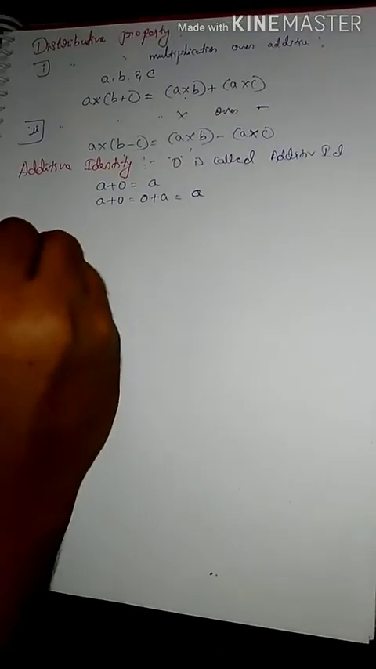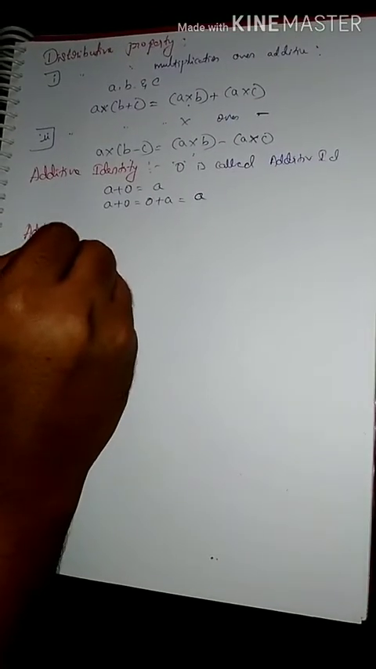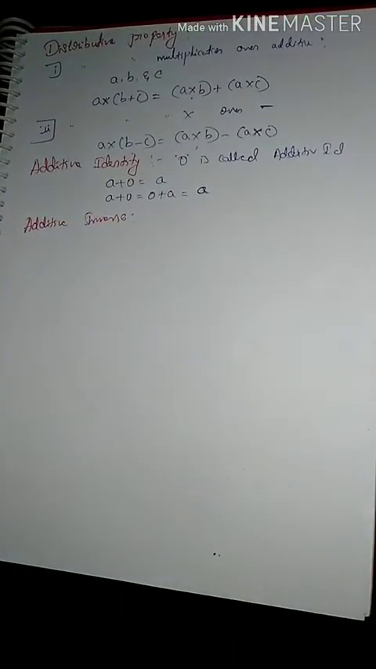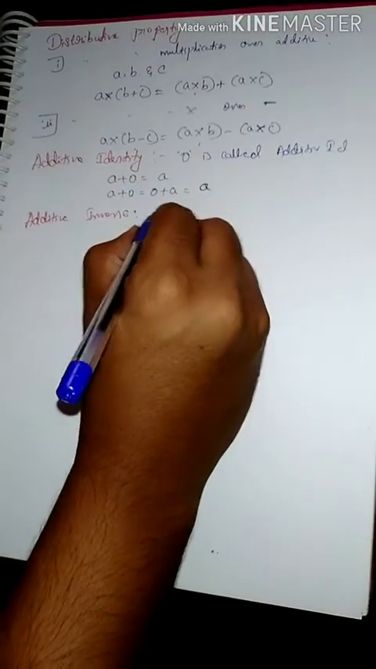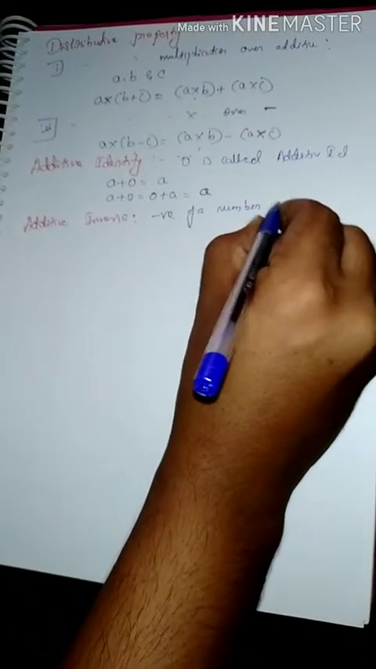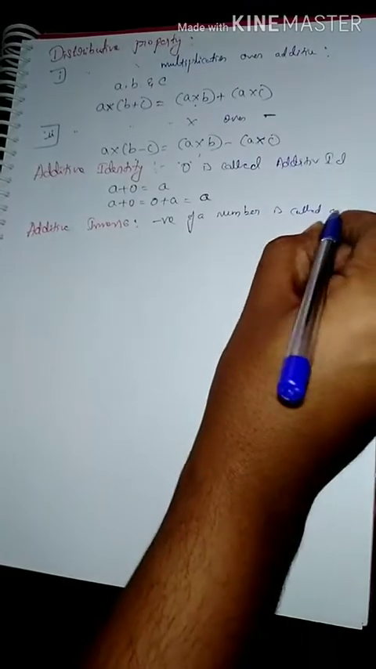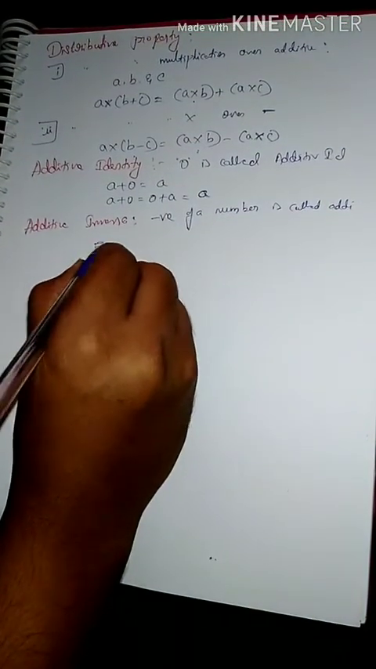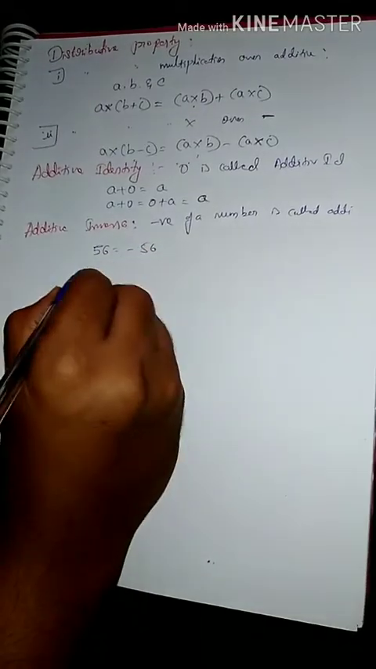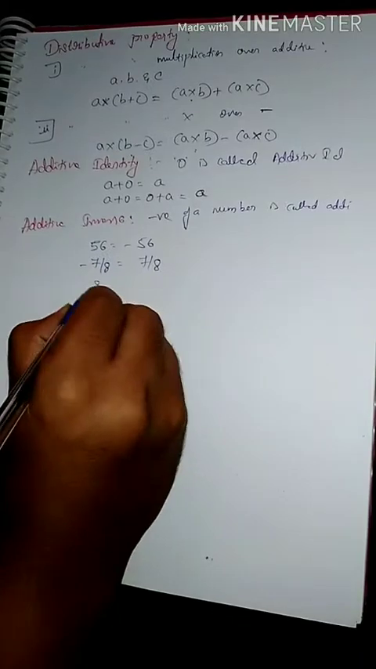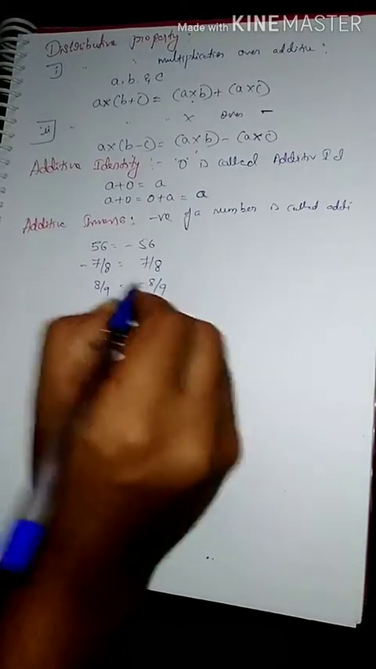The next, additive inverse. The negative of a number is called the additive inverse. For example, the additive inverse of 56 is minus 56. The additive inverse of minus 7 by 8 is plus 7 by 8. The additive inverse of 8 by 9 is minus 8 by 9.